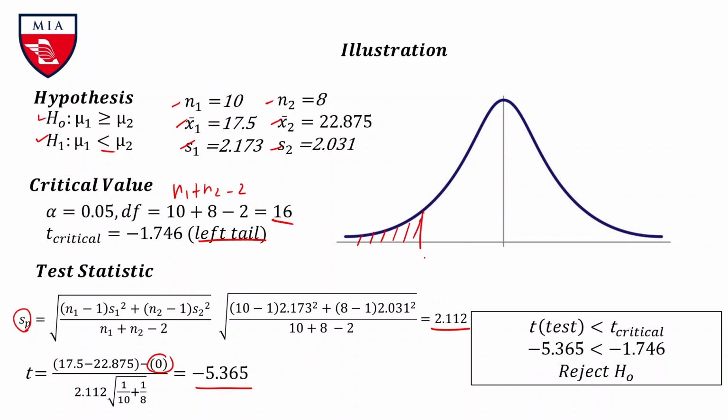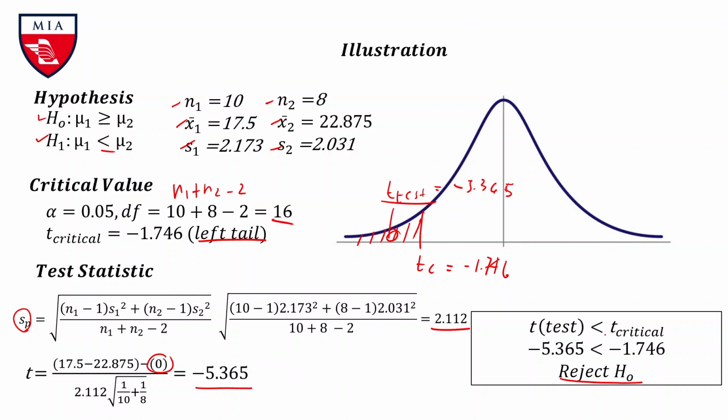So for example, our T critical is equal to negative 1.746, and let's assume that our T test statistic is equal to negative 5.365. Therefore, the test statistic is in the critical region. Therefore, we can reject the null hypothesis.